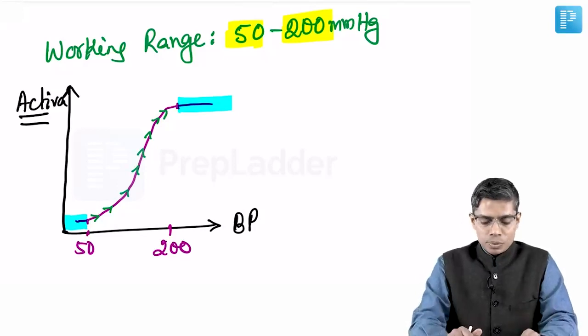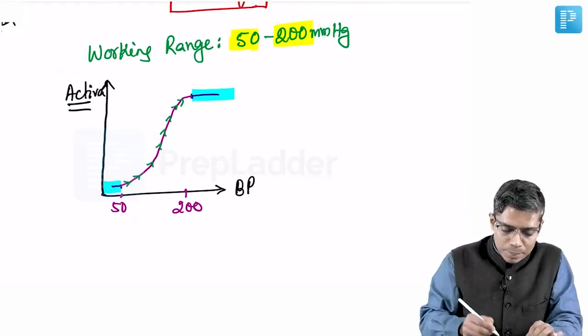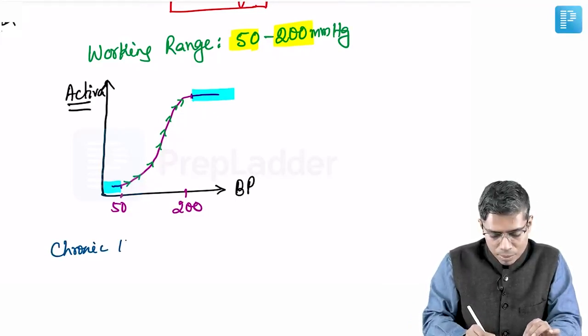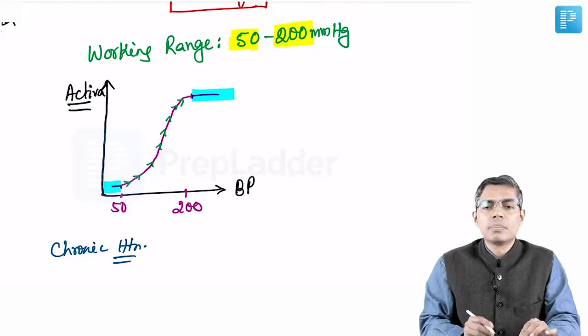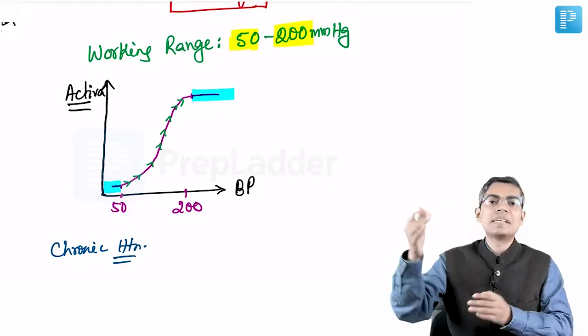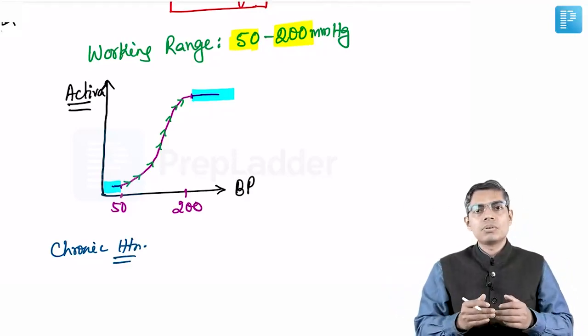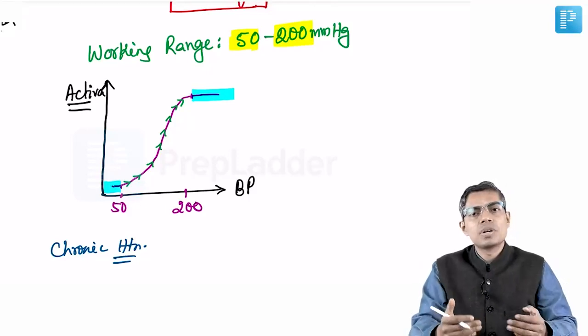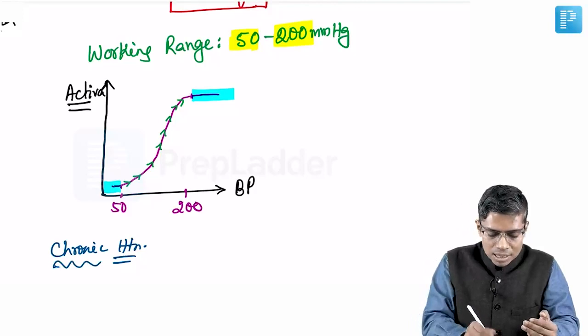The person who suffers from chronic hypertension, suppose I am a person suffering from chronic hypertension, my normal blood pressure is very high. So how will this baroreceptor modify itself to respond in this chronic high blood pressure?